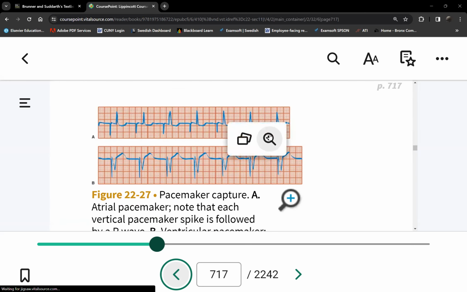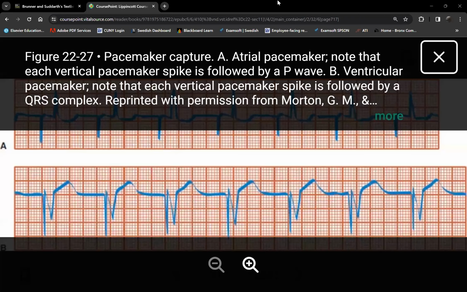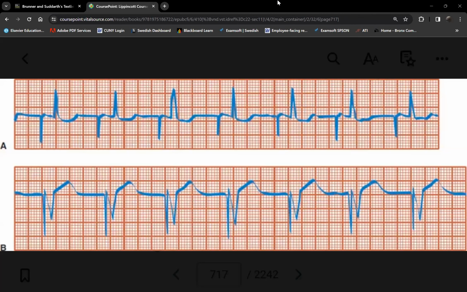Okay, so please look at this rhythm here. Do you see P waves? No. Why do you not see P waves? The first or second, do you see P waves? No. I don't see any. No P waves there, none of them.